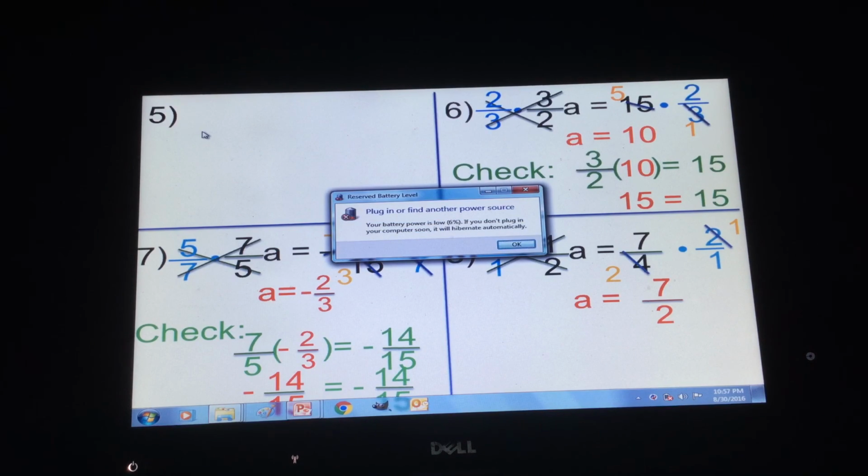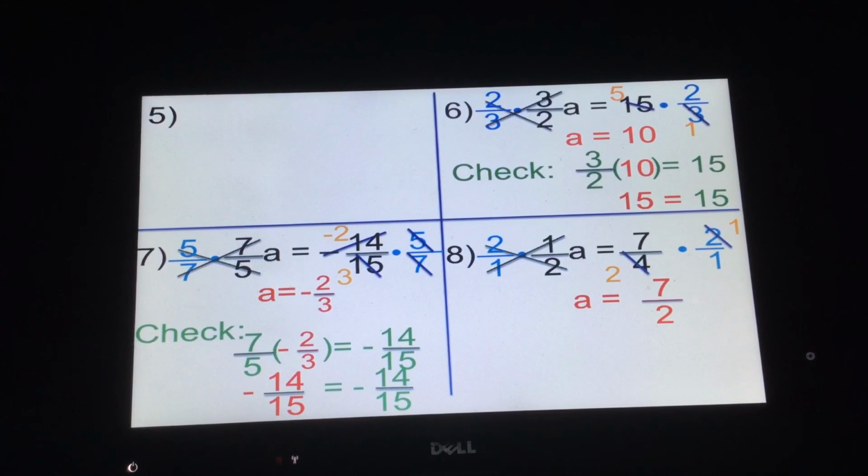Okay, let's go ahead and check our work. So let's plug this in. So we have 1 over 2 times 7 over 2. That's going to get me 7 over 4 equals 7 over 4. So that tells me that the answer is 7 over 2.